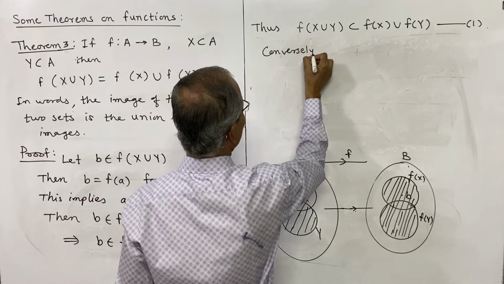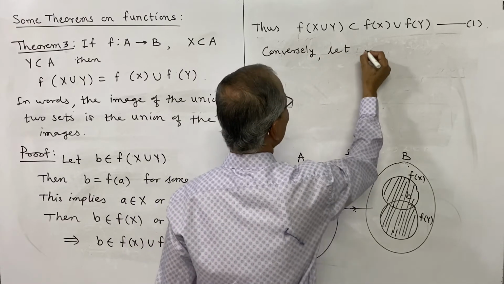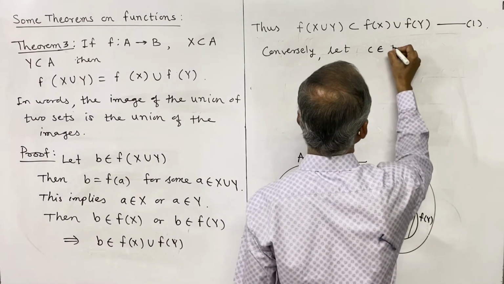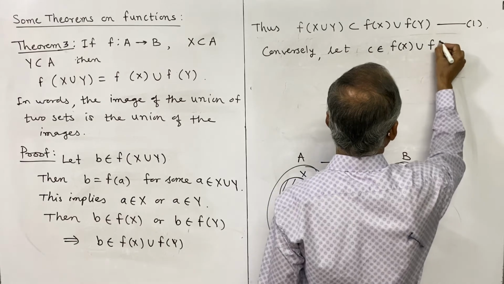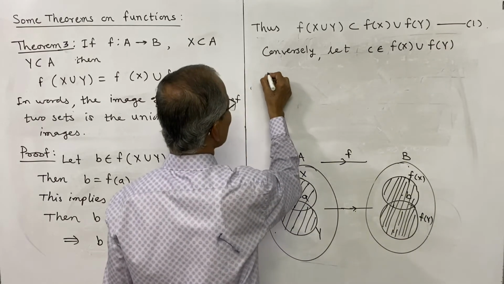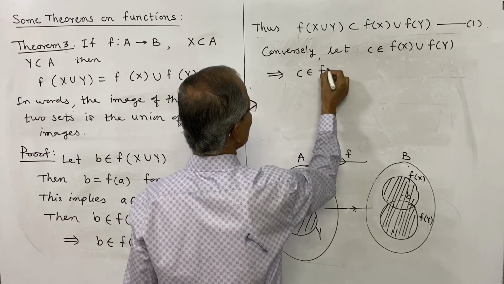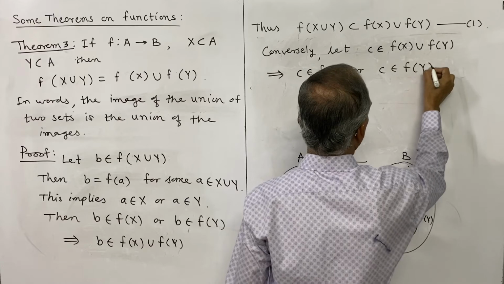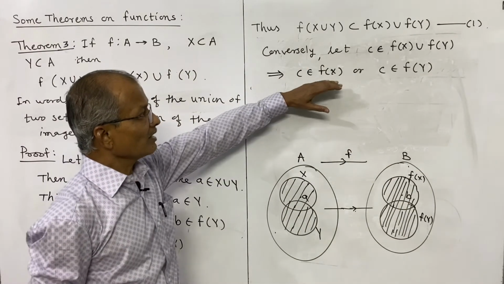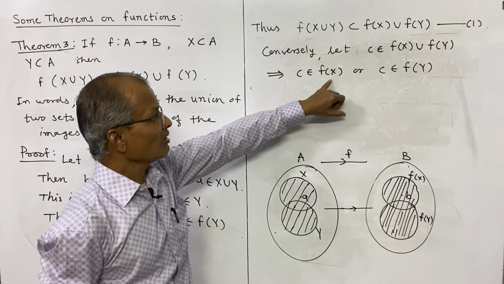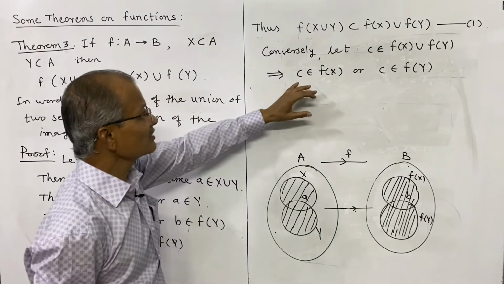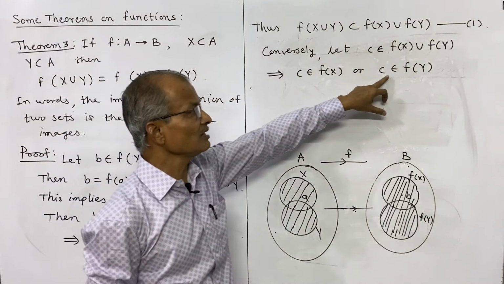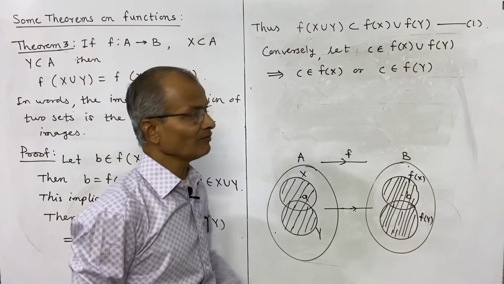Conversely, let us consider the element as another element c. c belongs to f of x union f of y. This implies c belongs to f of x or c belongs to f of y. That means c is in the image set of x or c is in the image set of y. Means c is an image of some element in x or c is an image of some element in y.